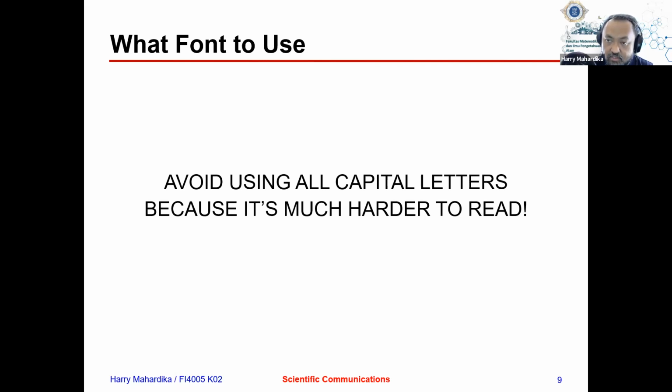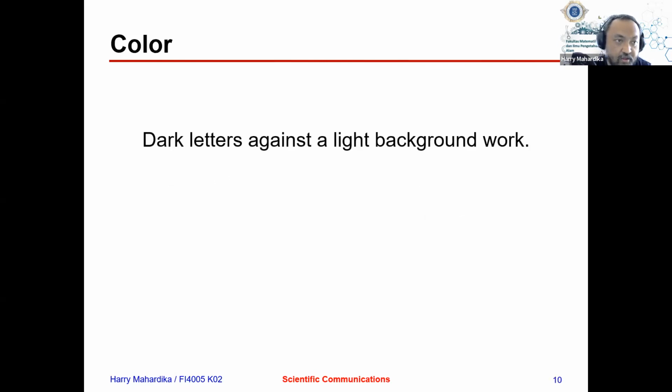But it is true that sometimes the PowerPoint template will not give us a way around. They basically didn't give us options to make it smaller. Okay, so they gave us all caps as the templates for certain presentations.